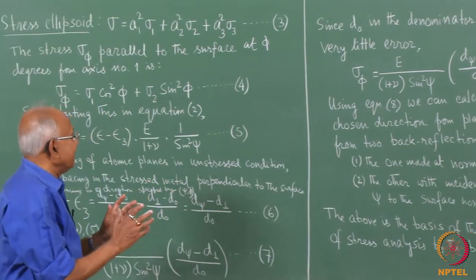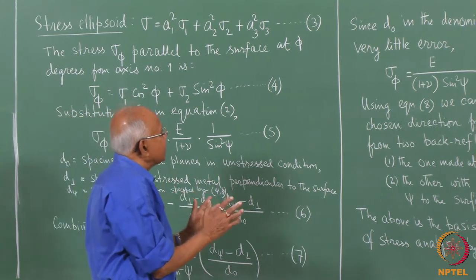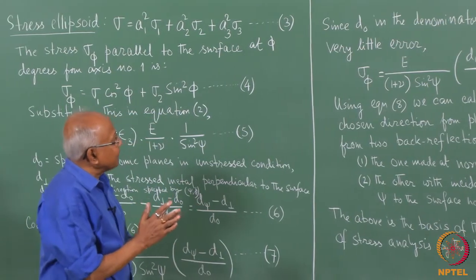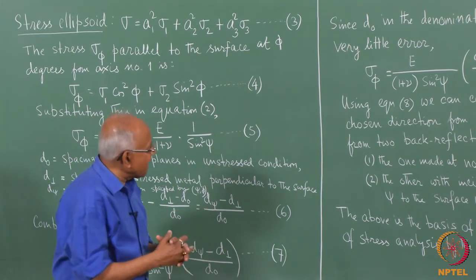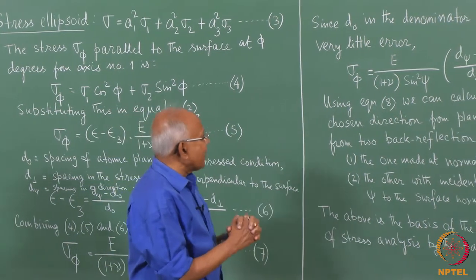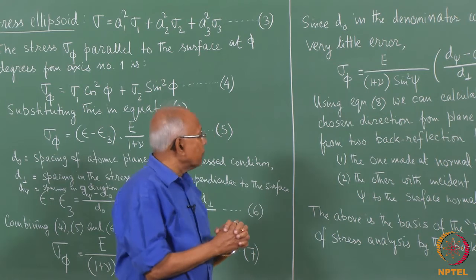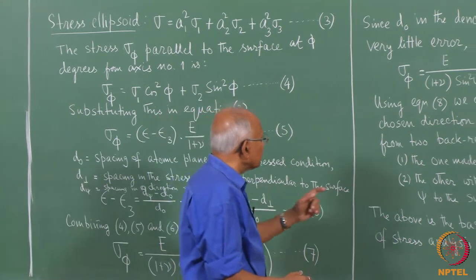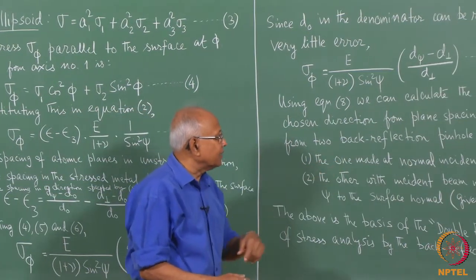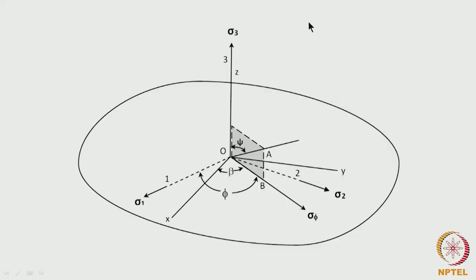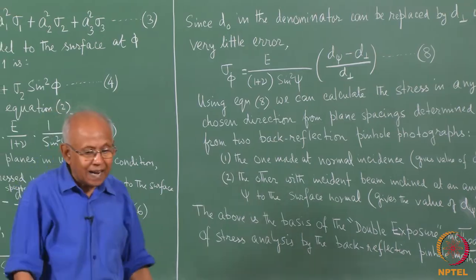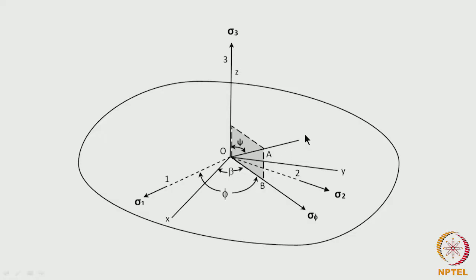Now, this is a basic equation. This equation 8 is the one by using which we can calculate the stress in any chosen direction from the plane spacings determined from 2 back reflection pinhole photographs, as I have already mentioned. And what are those? The one made with normal incidence perpendicular to the surface, which will give us the value of d perpendicular. The other with incident beam inclined at an angle psi to the specimen surface.